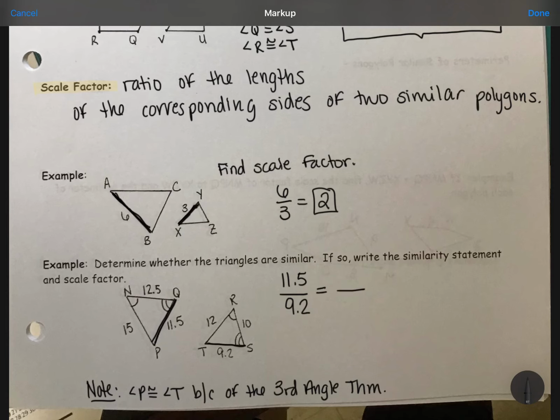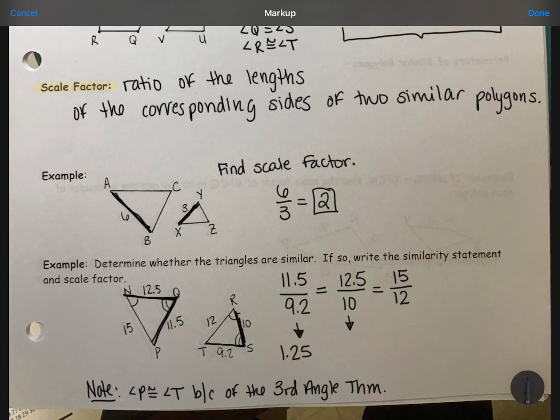Then the middle length would be 12.5 and corresponds to the 10. So 12.5 is the next biggest and 10 is the next biggest. So I just set up another ratio. Then last but not least, 15 is my longest side over 12 of the other triangle's longest side. So now I have to determine, is this ratio true? The easiest way to do that is to put this in the calculator and convert it to a decimal. So 11.5 divided by 9.2 gives me 1.25.